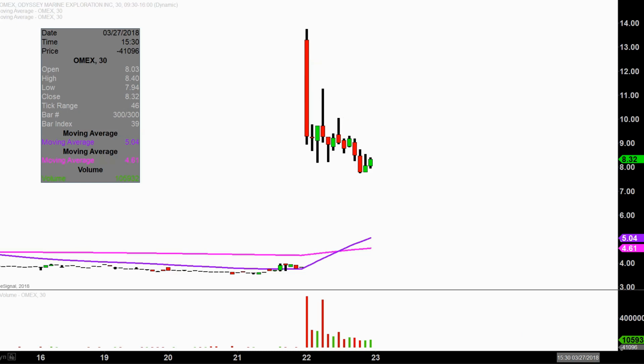I don't mean to state the obvious, but I will anyways. Today, very crazy day, not only from a price action perspective, but you look down here at the volume, and by far the biggest volume this chart has had for a very long time.